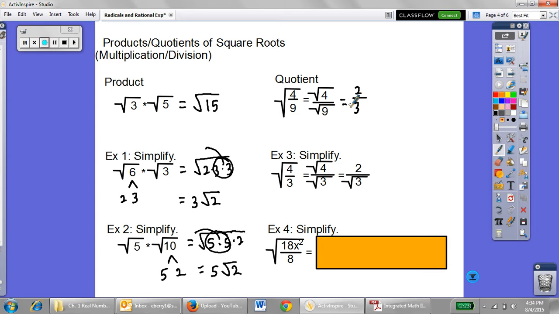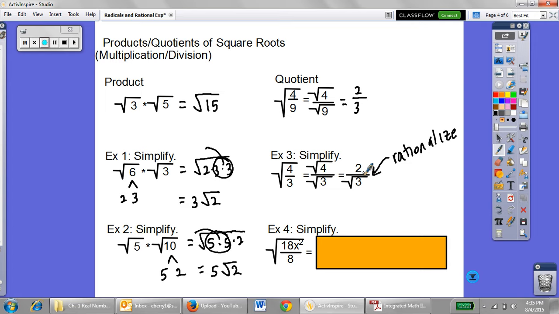Same thing, looking at example 3 now. The square root of 4 thirds, we take the square root of both the top and the bottom. So the square root of 4 is 2, and the square root of 3, we can't break that down any further, so we can leave that how it is. Now on the next page, we're going to learn how to rationalize this denominator so that we don't have a square root on the bottom here.